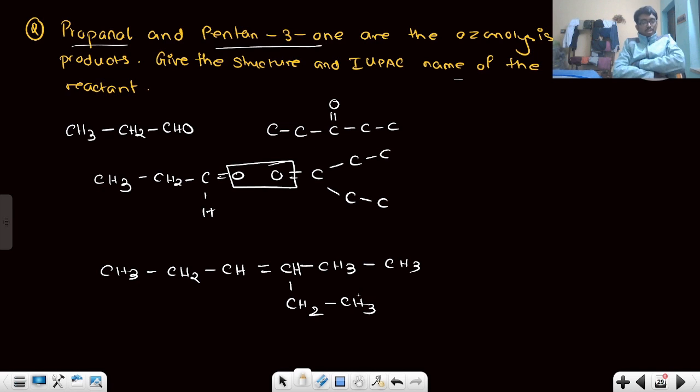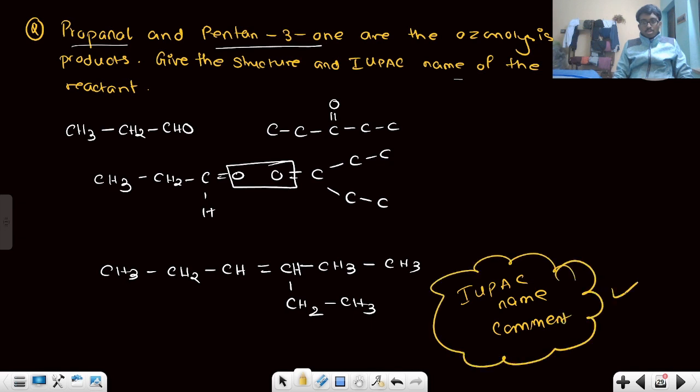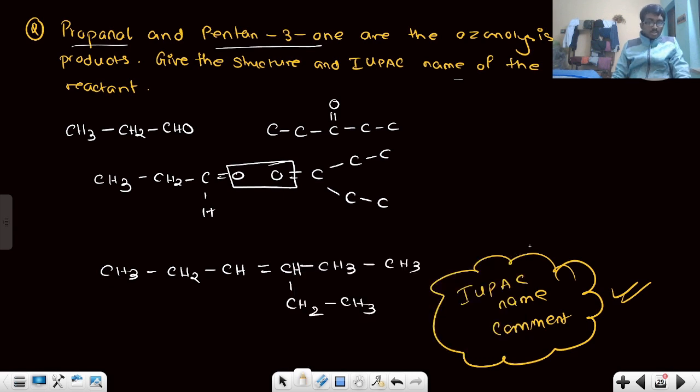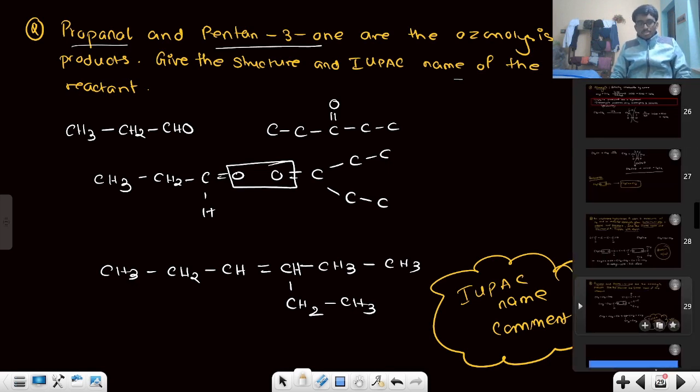Tell me, clear or clear? So this is going to be the ultimate structure. Now the IUPAC name depends on you. Please write the IUPAC name. If you have any doubt then tell me. Now let me give you homework for IUPAC. Comment the IUPAC name. What is going to be the IUPAC name? Your homework is to comment the IUPAC name of this structure. Clear? This type of questions will be asked. Very easy type of question.